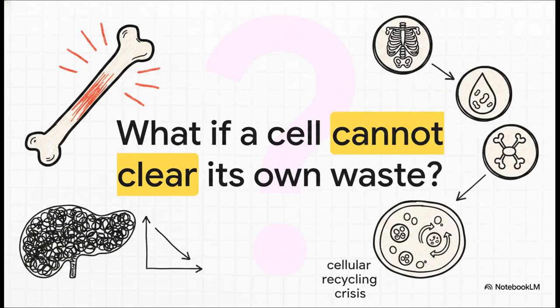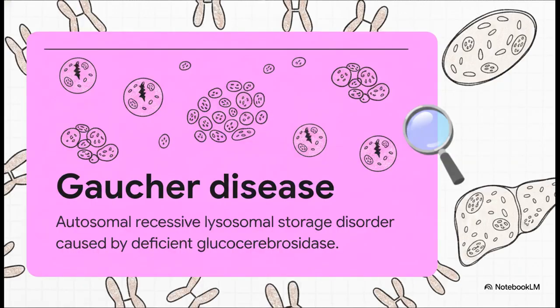I mean, 3 different specialists, an orthopedist, a hematologist, and an endocrinologist, they could all claim this exact case. But really, they'd all be looking at the exact same cellular recycling crisis. The core culprit behind all of these clinical manifestations is, of course, Gaucher disease.